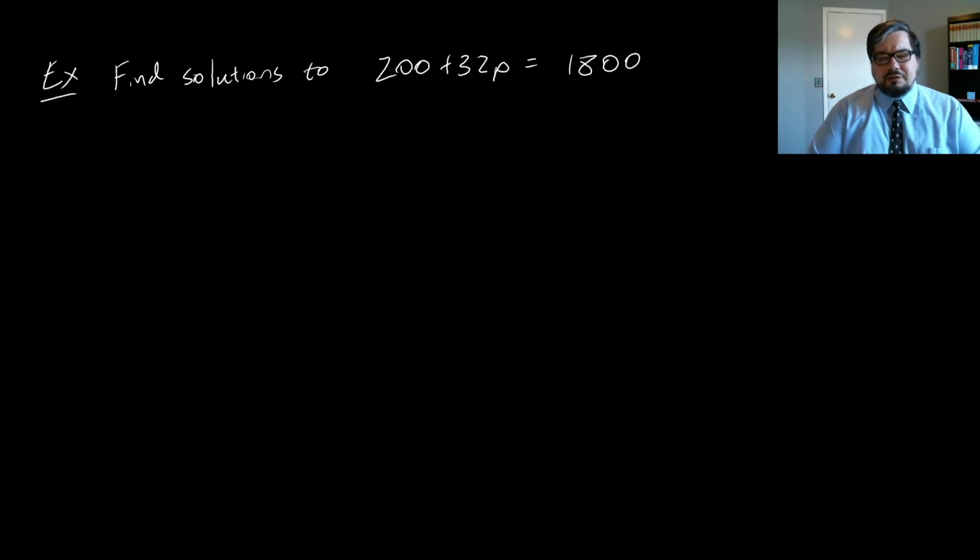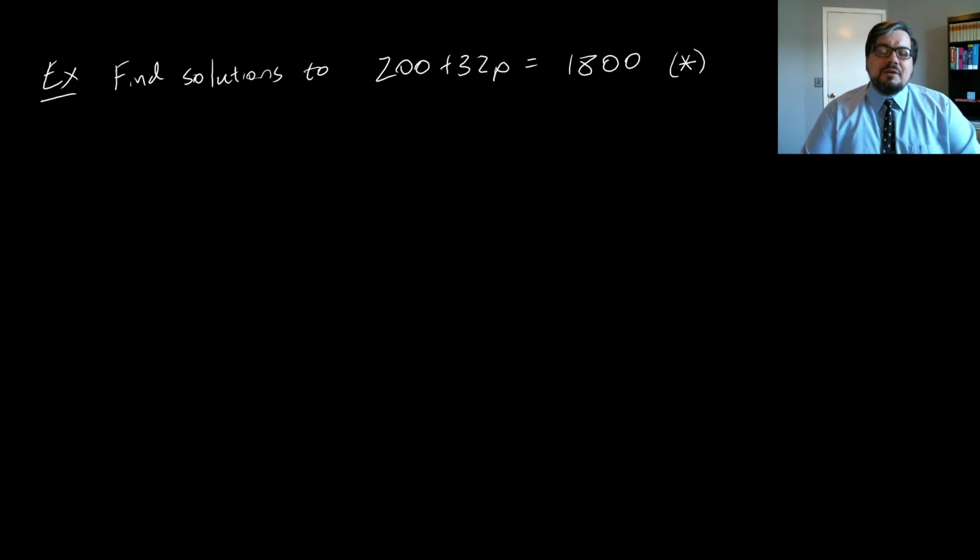So let's find the solutions to 200 plus 32p equals 1800. Now we'll go through this a little slowly, but we'll see in a second that we can do things a little bit more compactly using some efficient notation. So we have this equation, 200 plus 32p equals 1800, and I'm going to give this equation a name. I'm going to call this equation star.